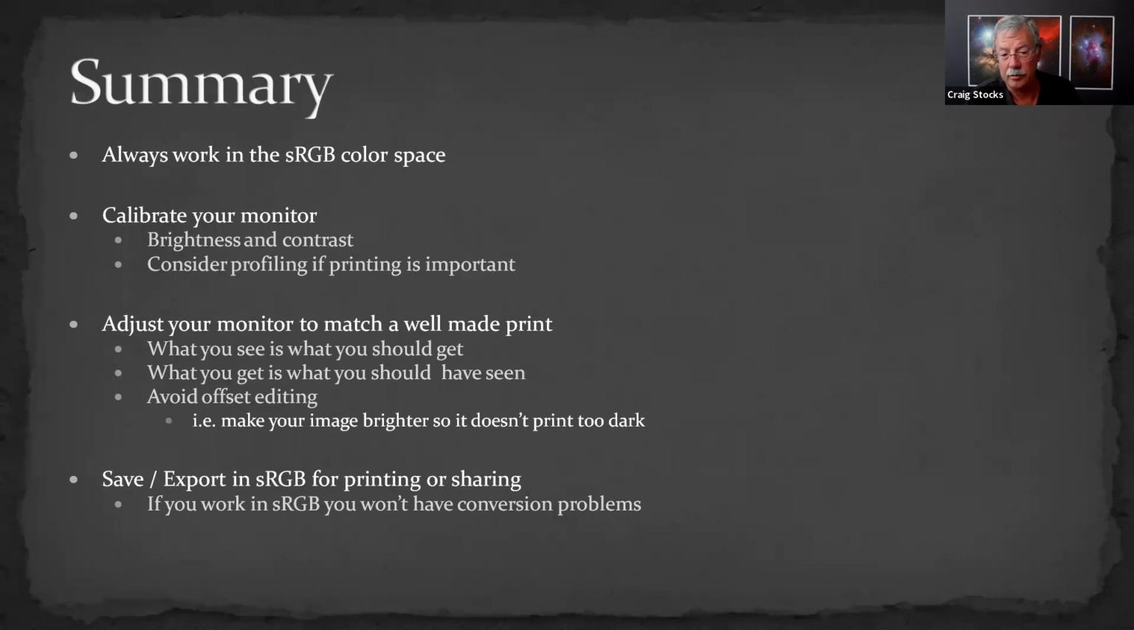In other words, what you see is what you should get, or turn that around, what you get is what you should have seen. And avoid getting into the trap of what I call offset printing, where you always make your image too bright so that it doesn't print too dark. That's a classic sign of having a monitor that's too bright. Rather than making your image too bright so that it doesn't print too dark, adjust your monitor so that it matches the print. And anytime you save or export for printing, use the sRGB color space. And then if you're already in the sRGB color space, you'll never have to worry about conversion problems.